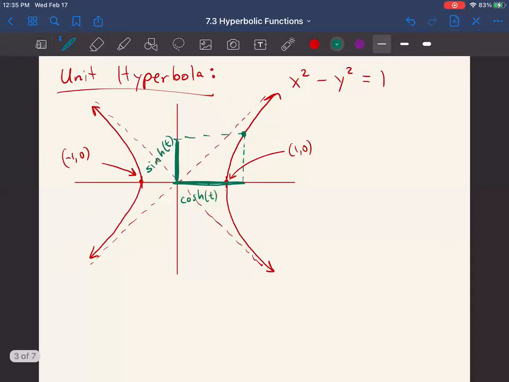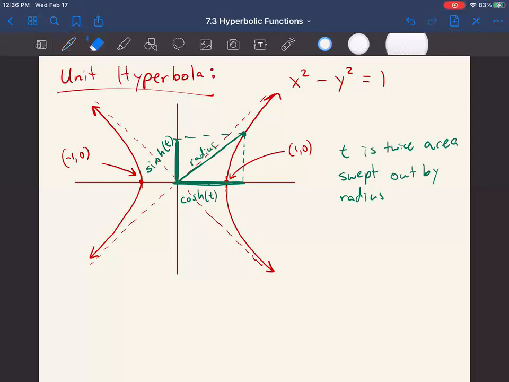All right. And here, t is twice the area swept out by the radius. And this is the radius right here that points out to our point there. And essentially it sweeps out this area right in here, like that. Not a triangle. Notice it's curvy on that one side. And so this is A equals t over 2.